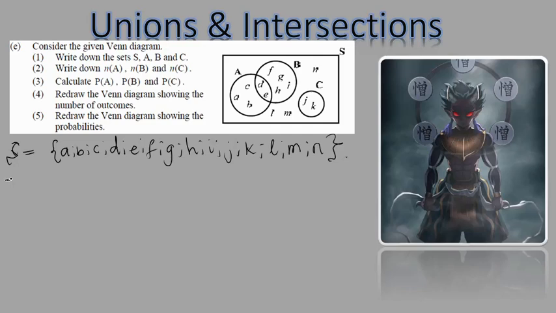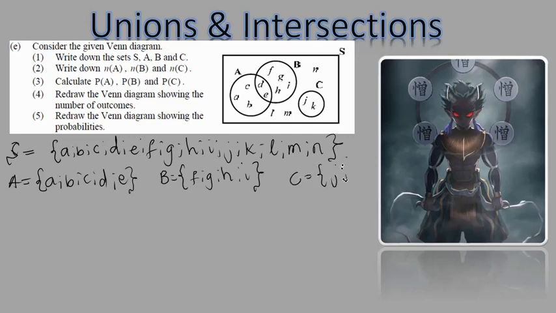Now we have event A. Event A, what do we see? In here we have A, B, C, D, and E, up until E only. And then we have event B. In event B, I have F, G, H, I. It ends there, right? And then we have event C. In event C, we have J and K. I'm separating these things with a semicolon, right? So I'll get to the point.